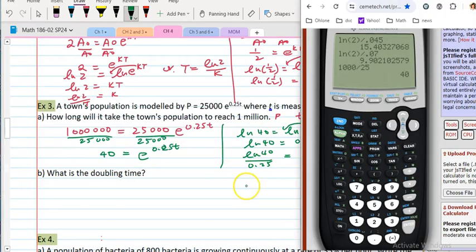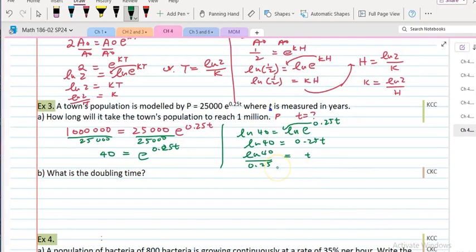So put it in the calculator: ln 40 divided by 0.25. That's 14.7 or 14.8 years.